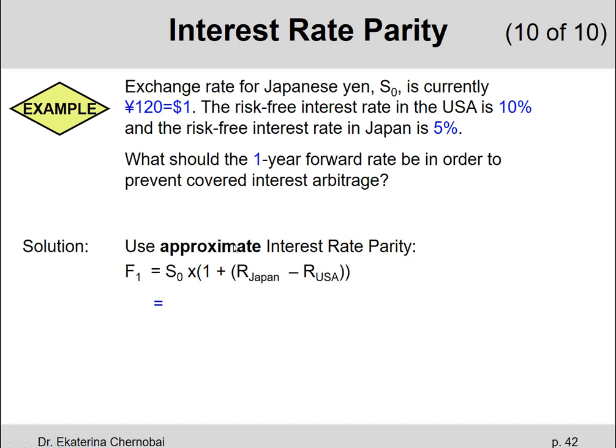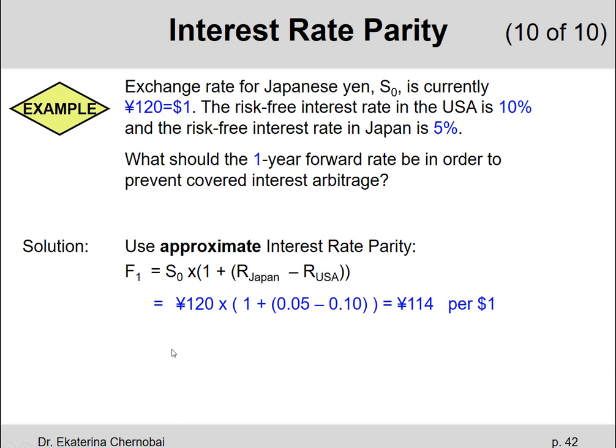The approximate interest rate parity formula says to find the 1-year forward rate, we take today's exchange rate, which is 120 yen per dollar, and we multiply it by, open parenthesis, 1 plus the difference between the Japan and the US risk-free rates. So 0.05 in decimals minus 0.10 in decimals. The math gives us 114 yen per dollar.